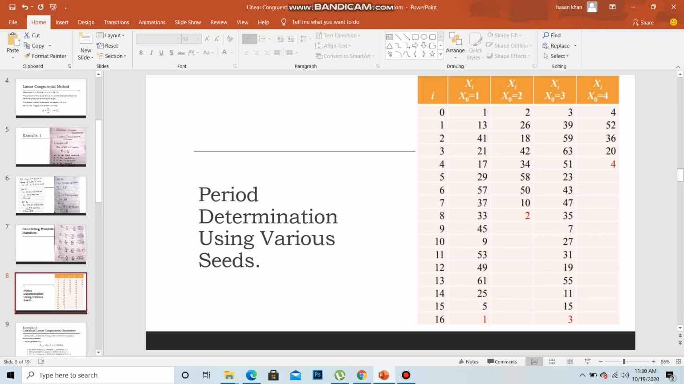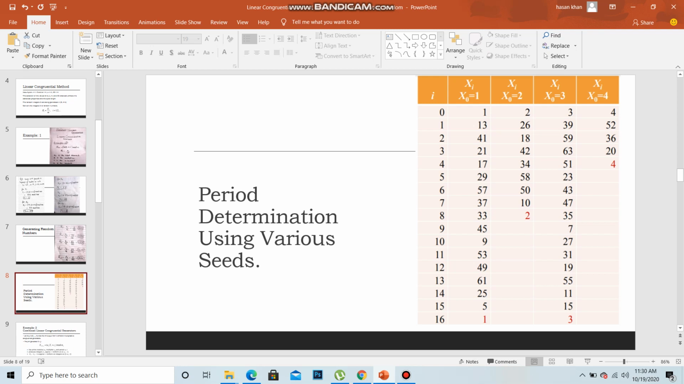Let's see another example. This is a table for period determination, as I have explained below. Using various seeds, meaning the initial value, the entropy value for x naught is different here. For example, in the second column x naught is equal to 1, in the third x naught is equal to 2, in the fourth x naught is equal to 3, and in the fifth x naught is equal to 4. We have performed 16 iterations. In these 16 iterations, the seed value for x naught equal to 1 was 1, obviously.